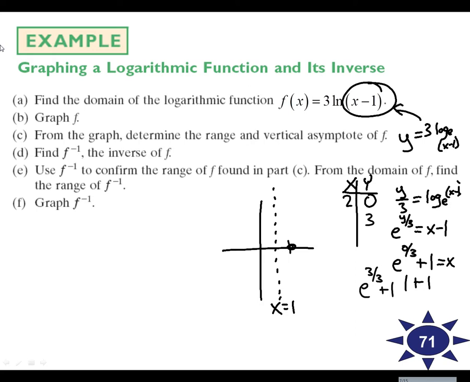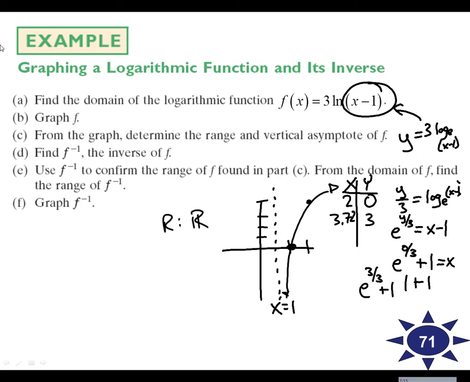2.718 plus 1 is going to be 3.718, 3.72. Okay, so there's 3, 1, 2, 3, almost to 4 up there. And we've got ourselves a nice logarithmic graph. All right, so we've graphed it. From the graph, determine the range. The range is going to be all real.